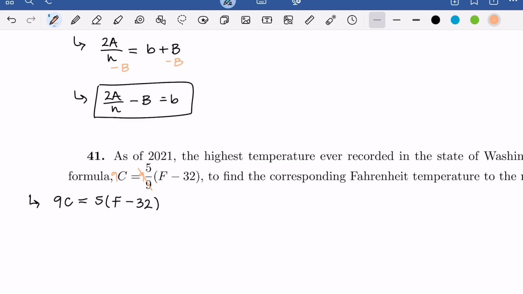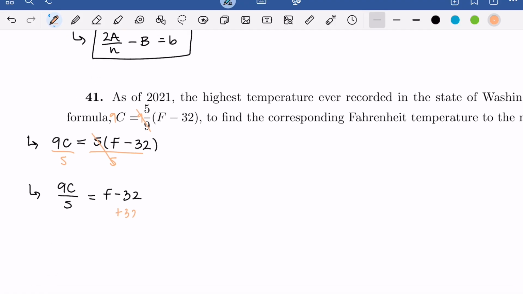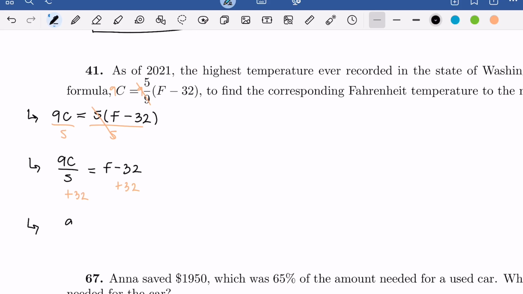Now, again, like we saw in the last example, we're going to divide by 5 on both sides of our equation. These guys are going to cancel, and then we're left with 9 times C divided by 5 is equal to F minus 32. So our last step is going to be adding 32 to both sides of this equation. Doing so, we're going to get this here. So this is our formula for degrees Fahrenheit.